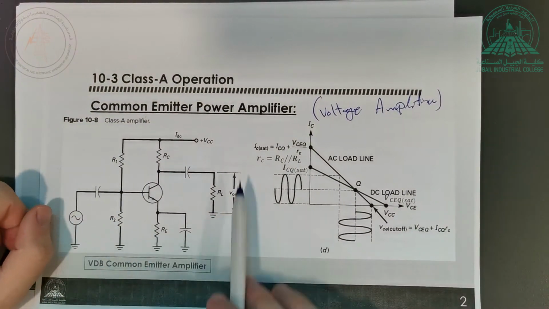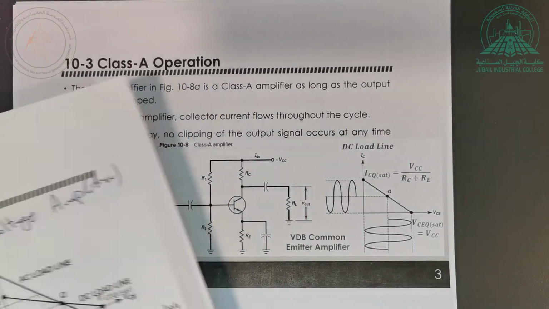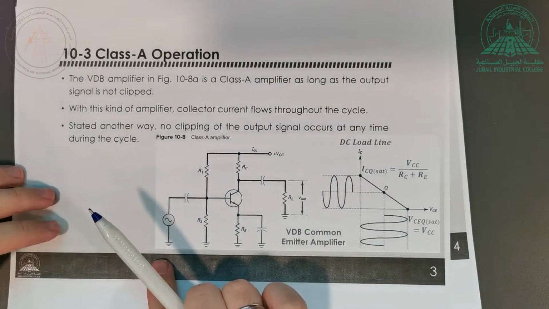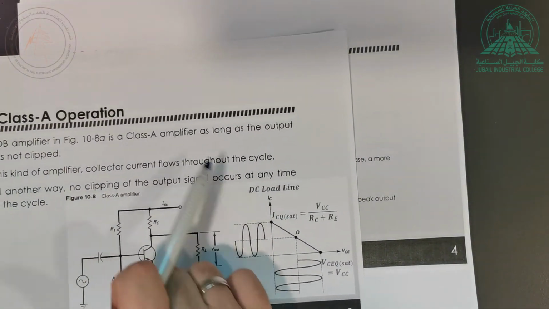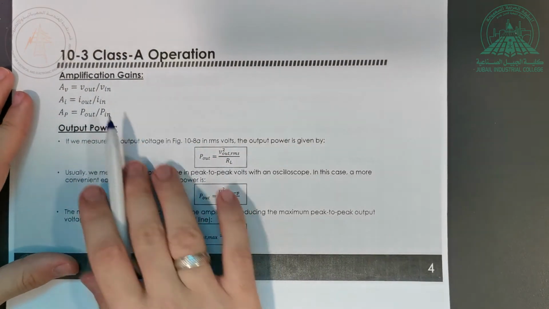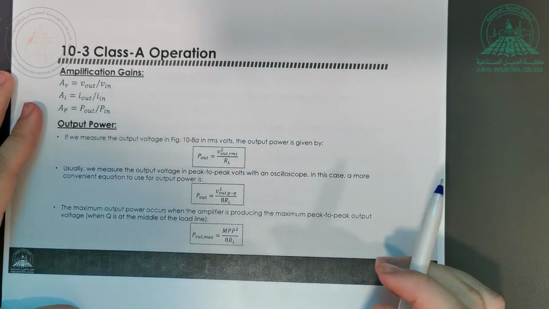So this is the circuit that we have seen already, the same circuit that we talked about. Again, this is how we can make it without clipping. This is class A operation, nothing is clipped from the signal. Now we need to talk about some of the parameters that we have here.